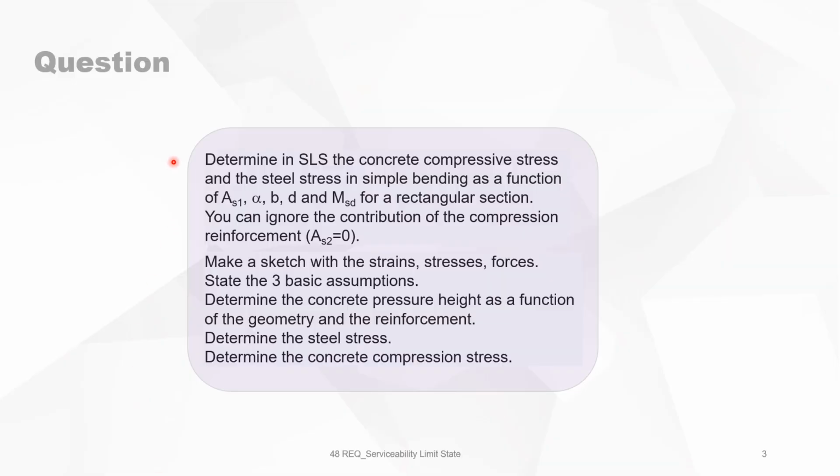Determine the concrete compressive stress and steel stress in simple bending as a function of the reinforcement in tension, the alpha, the width of the section, the effective depth, and the bending moment, and this for a rectangular section. You can ignore the contribution of the compression reinforcement, so AS2 is 0.